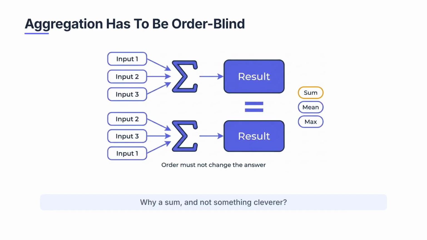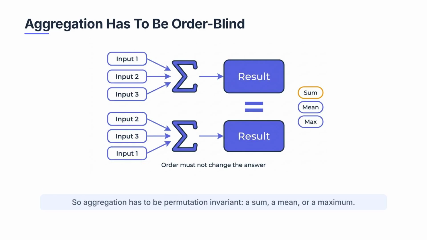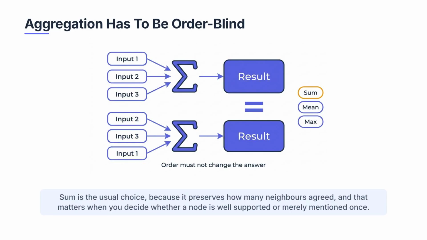Why a sum and not something cleverer? Because a graph has no row order. Jamaica's neighbors are a set, not a list, and shuffling them must not change the answer by a decimal. So aggregation has to be permutation invariant: a sum, a mean, or a maximum. Sum is the usual choice because it preserves how many neighbors agreed, and that matters when you decide whether a node is well supported or merely mentioned once.